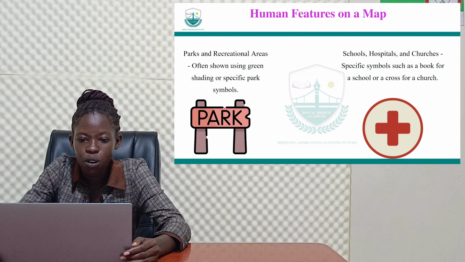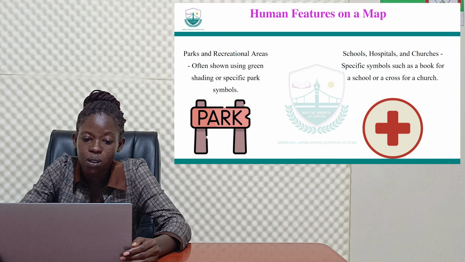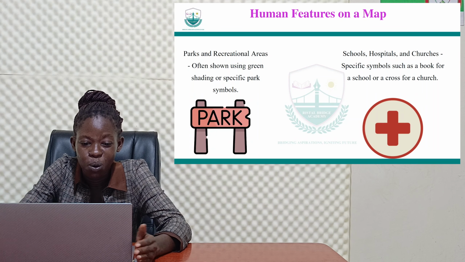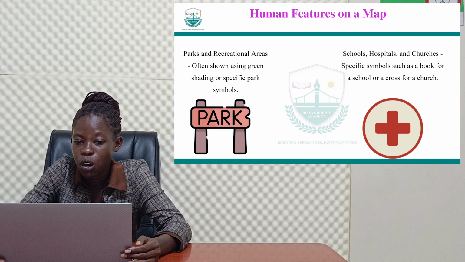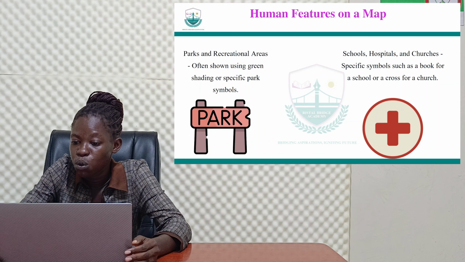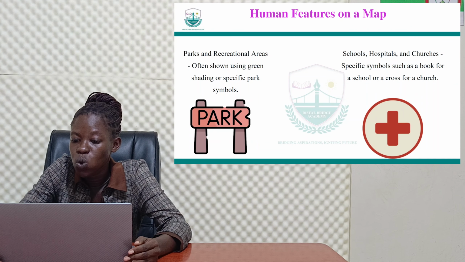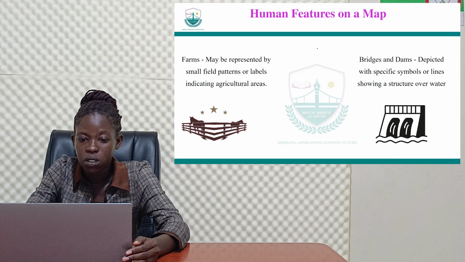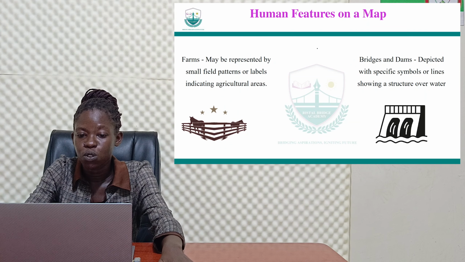Then we have parks and recreational areas. These are still examples of human features on a map, often shown using green shading or specific map symbols. Then we have schools, hospitals, and churches. These are still examples of human features, and specific symbols such as a book represent a school, or a cross represents a church.